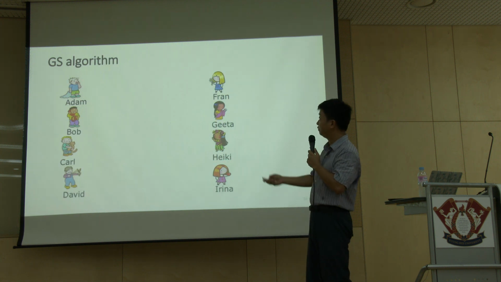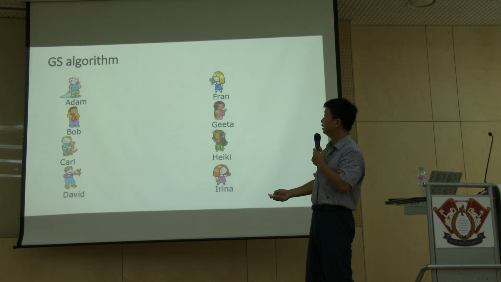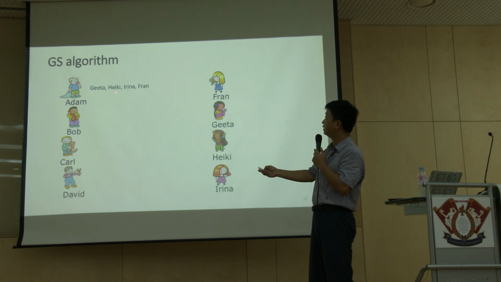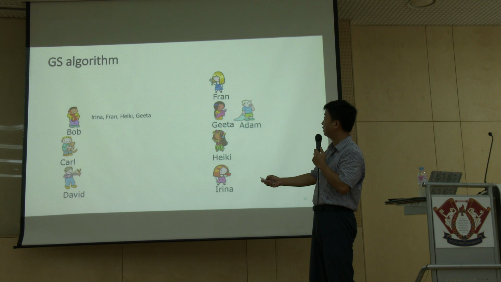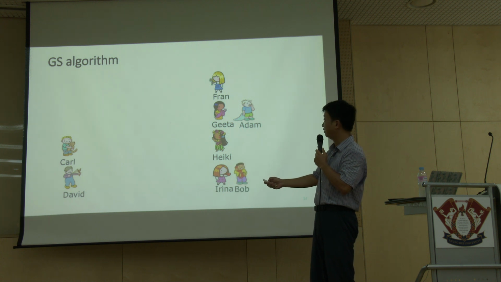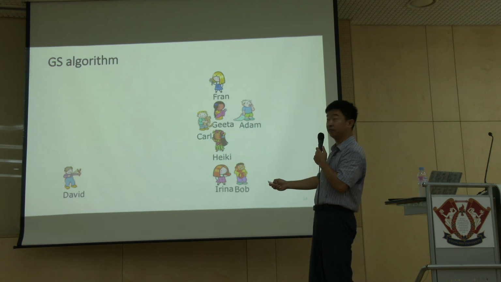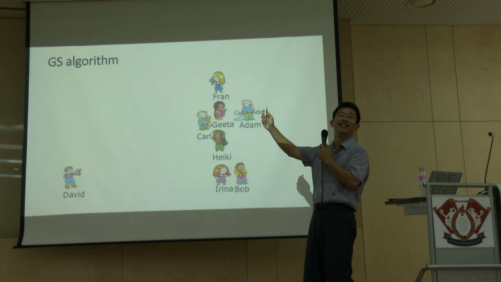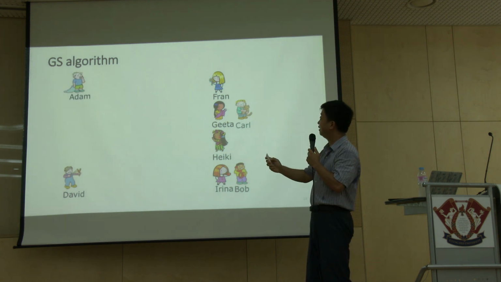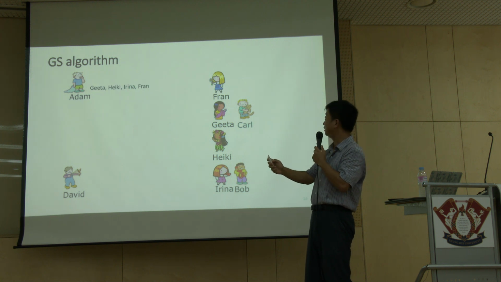So this is the GS algorithm. We have a set of men and a set of women. And then the man has a preference list. So Adam likes Gita better than Hiki, better than Irina, better than Frank. And obviously, he tries to date Gita. And Gita says yes. And then Bob has his preference list and tries to date Irina, on the top of the list. And Carl also likes Gita, and then tries to compete with Adam. And Gita thinks Carl is taller, richer, and handsomer, and then dumps Adam. And then Adam has to find the second on the list, which is Hiki.